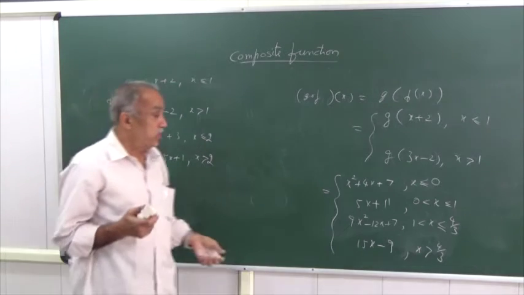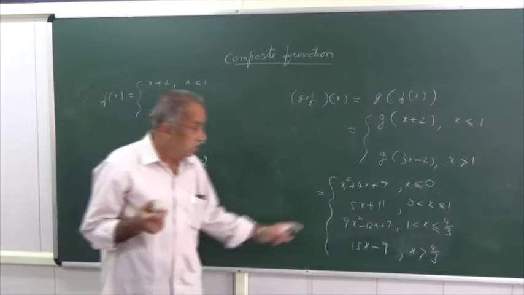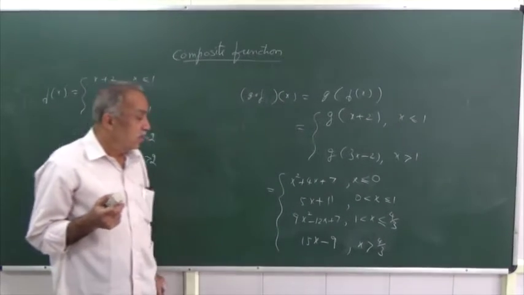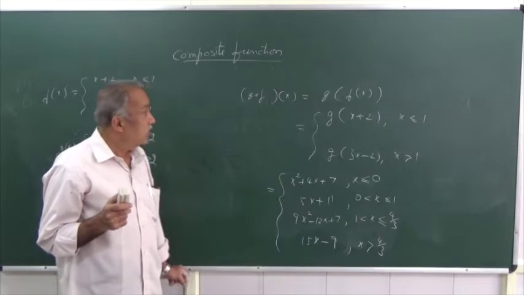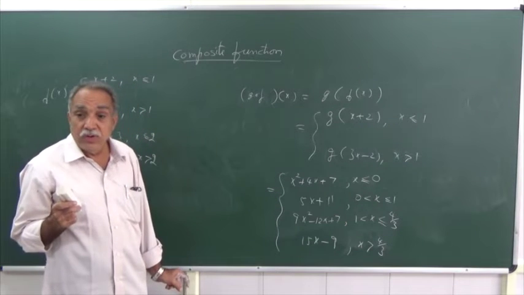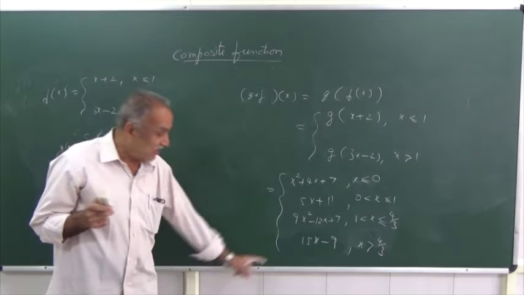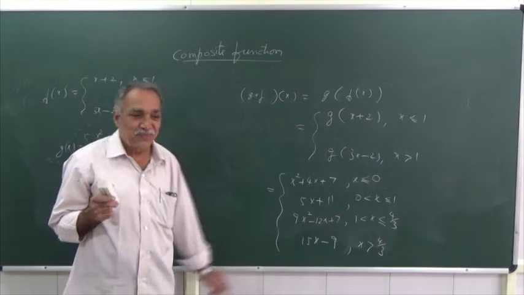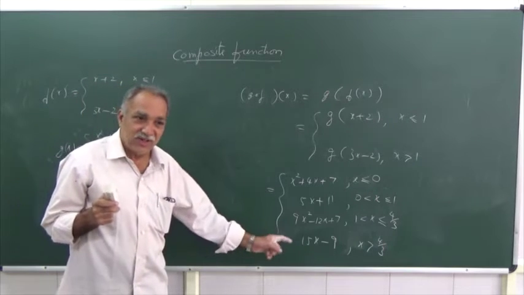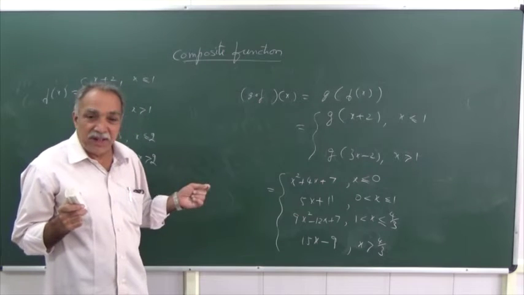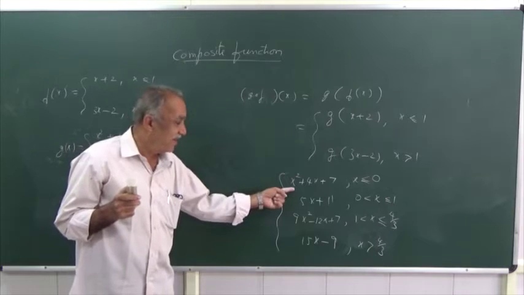What is G composite f of 1? 16. What is G composite f of 0? 7. What is G composite f of root 2? Which line? Last line. 15 root 2 minus 9. What is G composite f of pi? 15 pi minus 9. What is G composite f of minus 1? Okay.